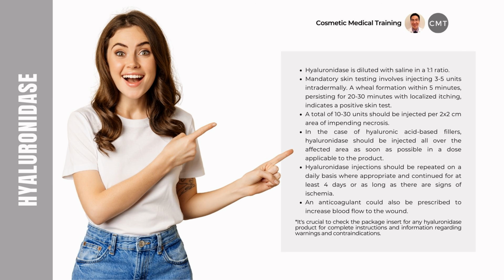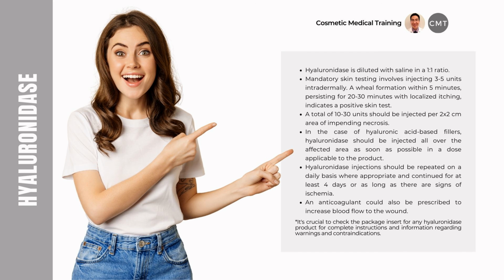Attempts should be made to dissolve or eliminate the injected product. In the case of hyaluronic acid-based fillers, hyaluronidase should be injected all over the affected area, flooding the area with hyaluronidase as soon as possible and at a dose applicable to the product to be reversed. For example, 10 to 20 units per injection point.